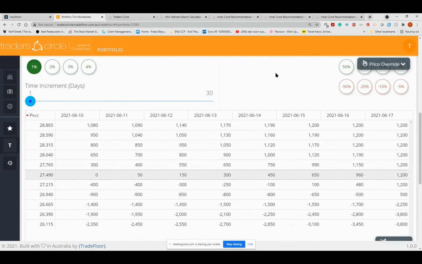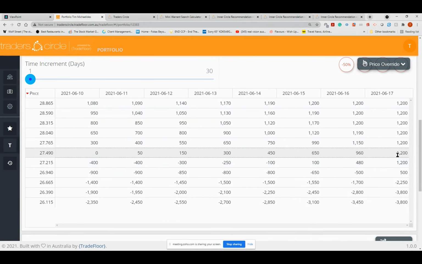But this particular strategy, have a look at this. I've got this calculator now set on 1 day increments, which shows you what happens between now and next week. What's really cool about this strategy is it's a bullish trade. If it goes down day 1, I'll lose $400. If it goes down day 2, I'll lose $900. But have a look at what happens on expiry day. If it goes down to 27.21, I still make $1,200. If it goes down to 26.94 on expiry, I still make $500. So that's what we call a time decay trade.